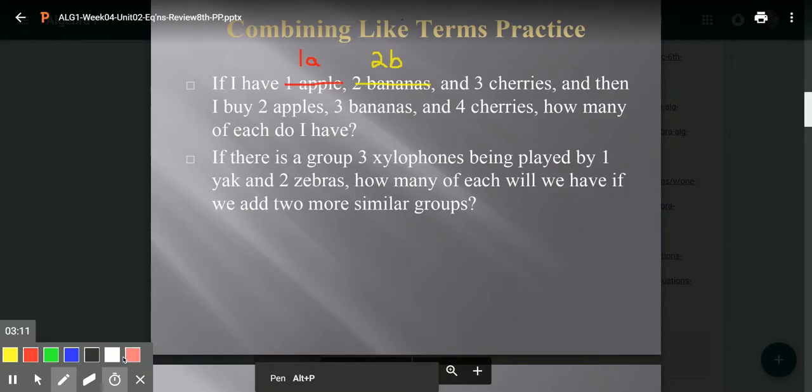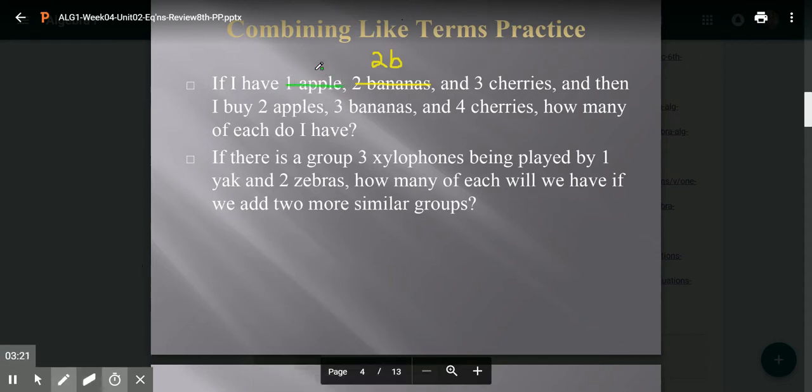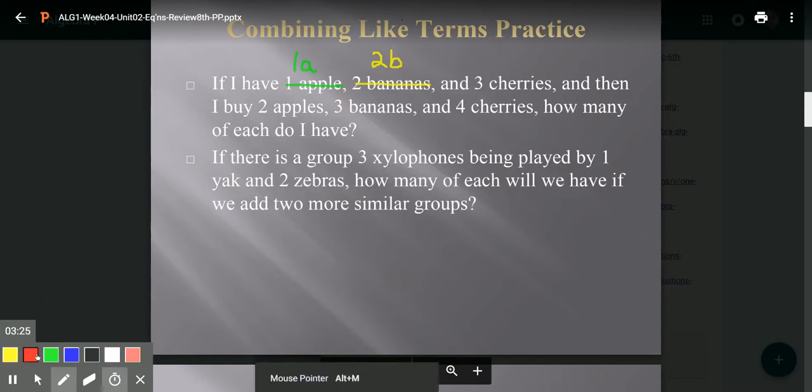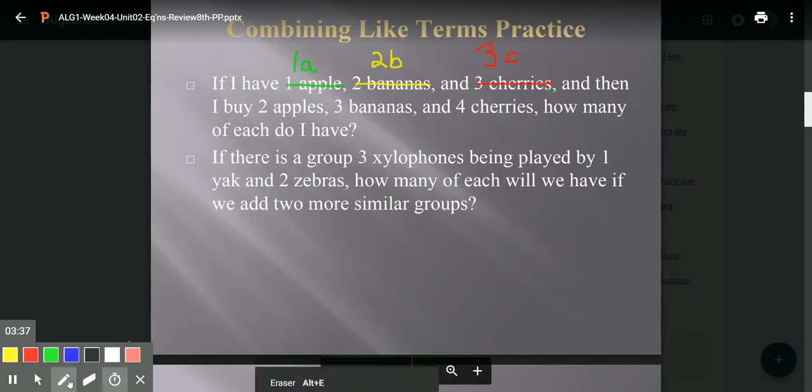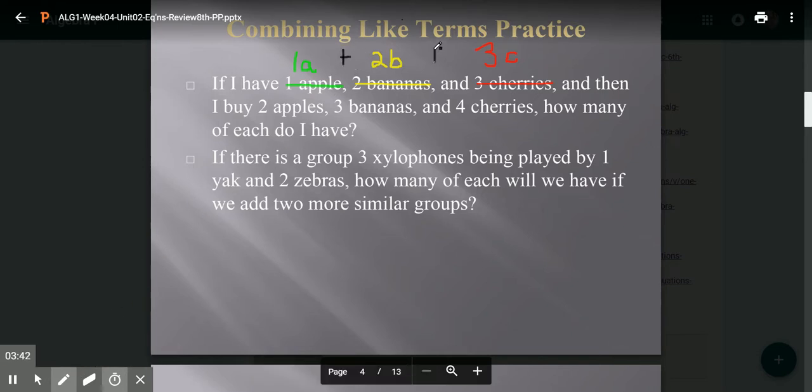Let's make our apples green, and then our cherries can be red. We'll have Granny Smith apples, green apples. And then instead of 3 cherries, we're going to write 3C. Okay, and if we have something and something else and something else, then we can represent that with addition. So 1A plus 2B plus 3C.